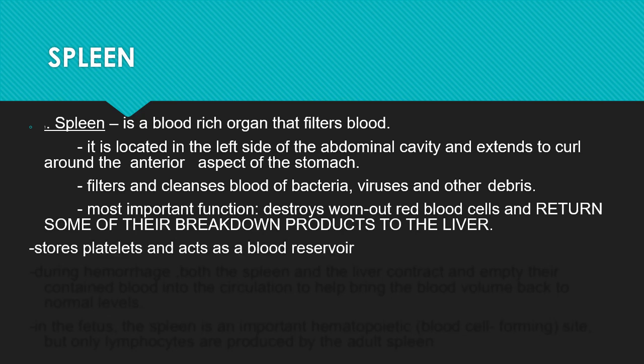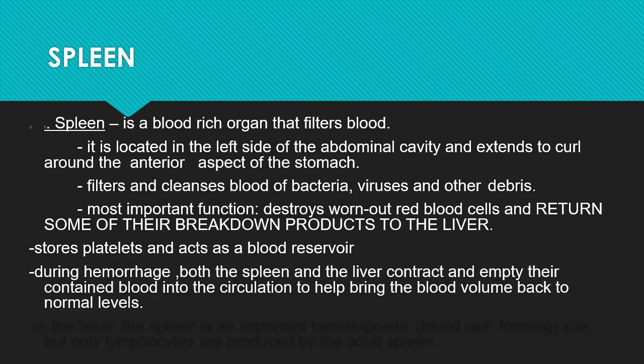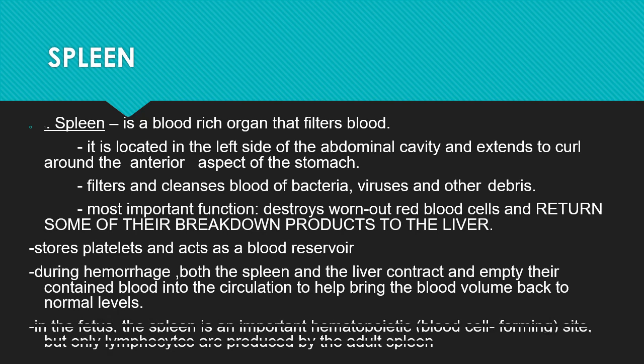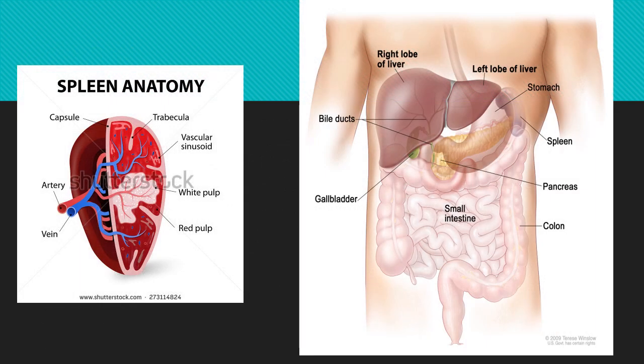liver. And the spleen stores platelets and acts as a blood reservoir. During hemorrhage, both the spleen and the liver contract and empty their contained blood into the circulation to help bring the blood volume back to normal levels. In the fetus, the spleen is an important hematopoietic or blood cell forming site, but only lymphocytes are produced by the adult spleen. This is an example of the spleen anatomy.